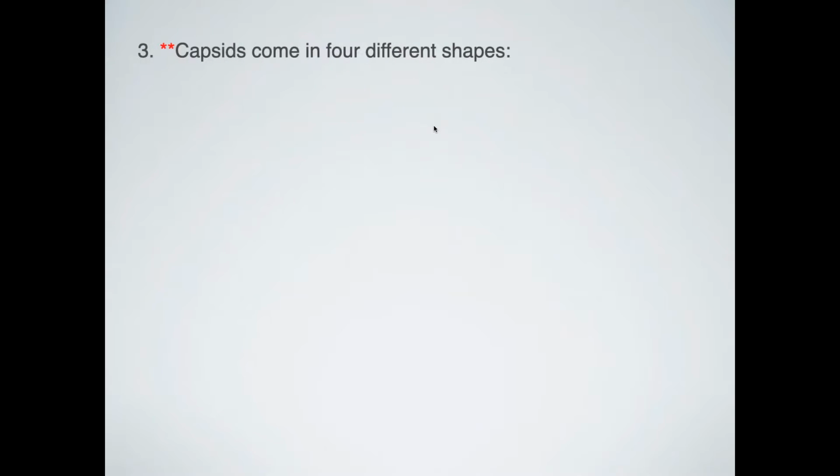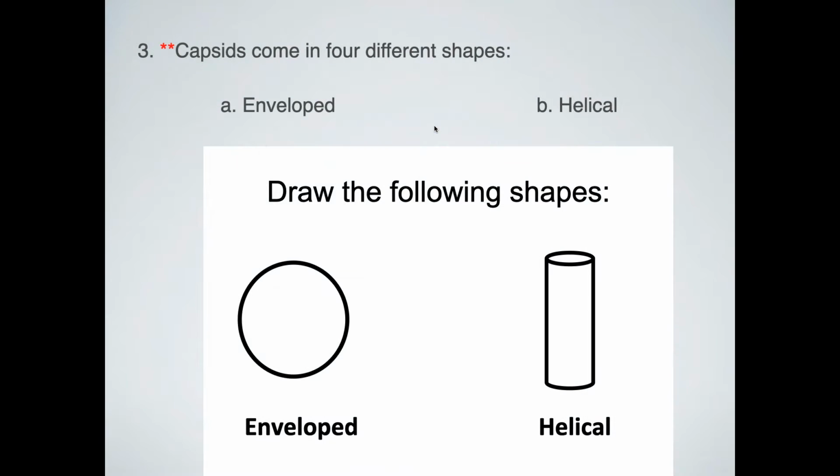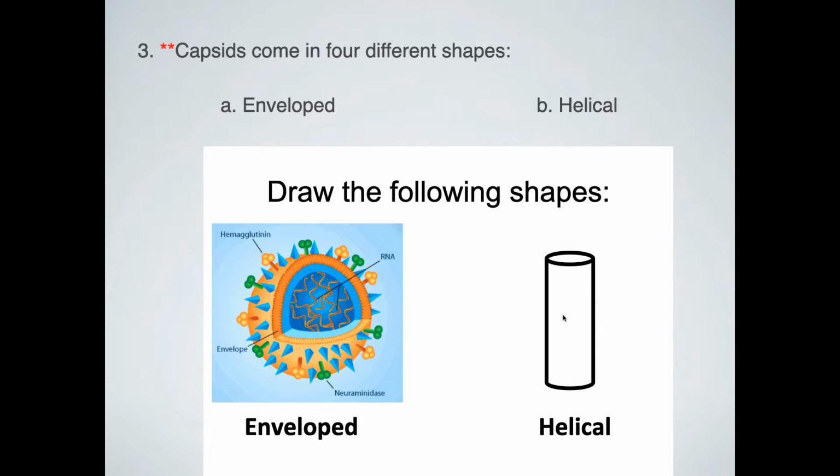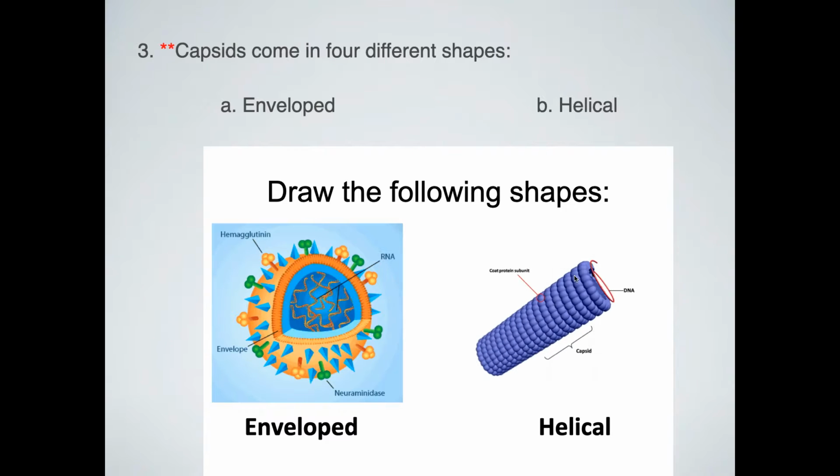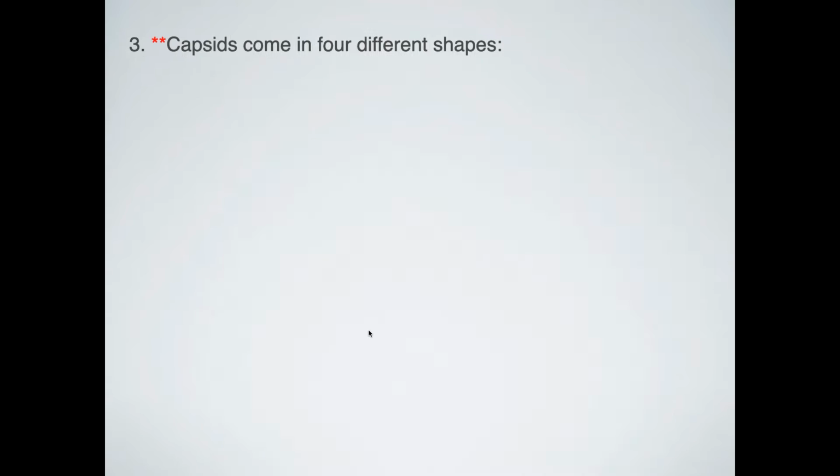So capsids do come in different shapes. We have enveloped and helical. So envelope shapes are kind of spherical. They kind of look like this. Helical ones kind of look like a cylinder. The little spiky bits, these little things here, these are little protein spikes and little other interesting bits that you don't really need to draw on your general shapes, but you get the idea. We got envelope, we got helical.